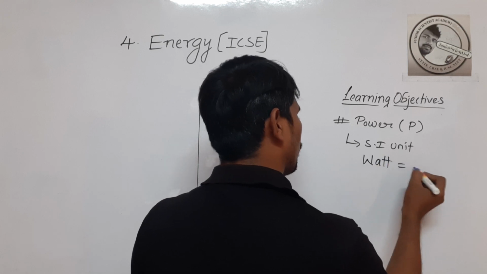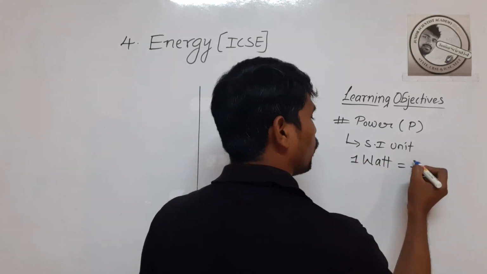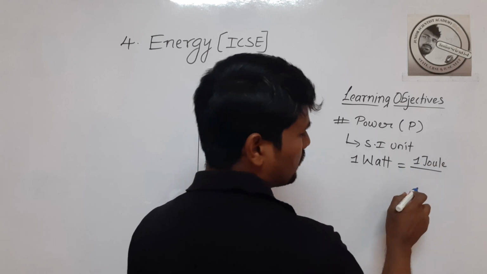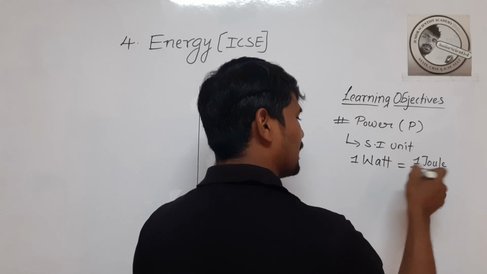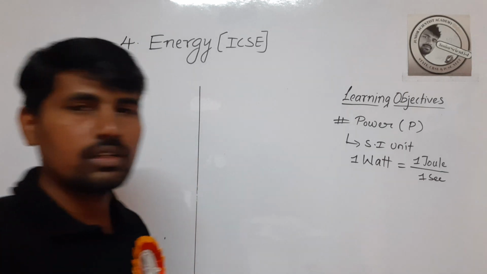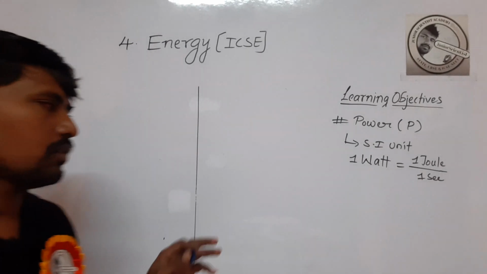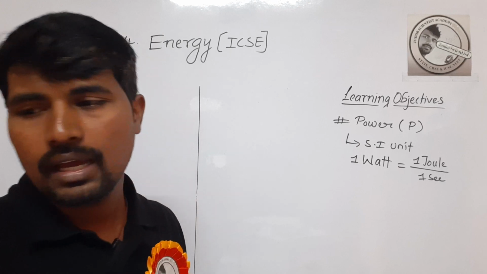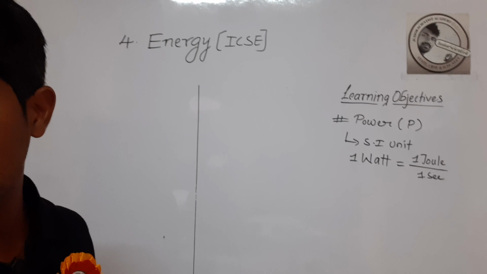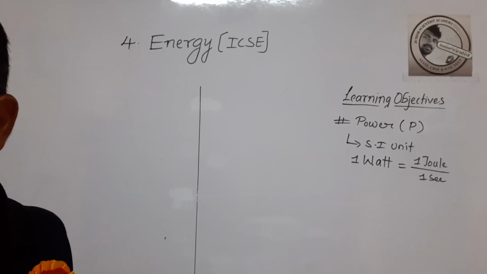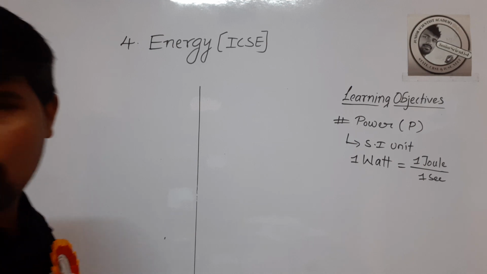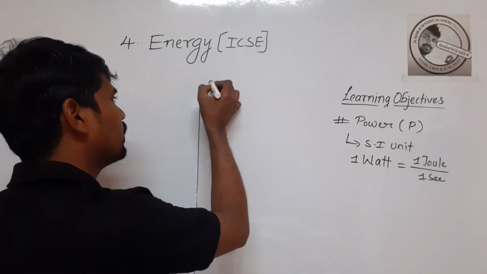So 1 watt is nothing but 1 joule of work or 1 joule of energy consumed in 1 second. In 1 second, if 1 joule of energy is consumed, we call it 1 watt. We can also take electrical energy as an example. So as per your textbook, the power of a body is defined as the rate of doing work by the body. So power is nothing but the rate of doing work.